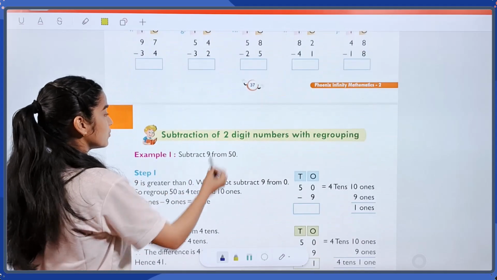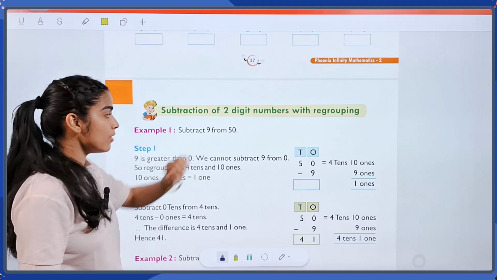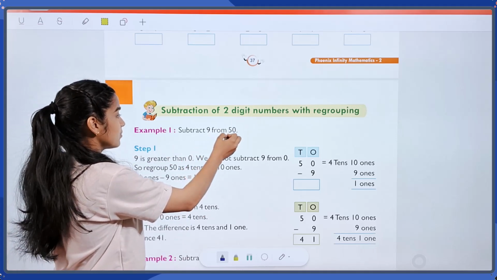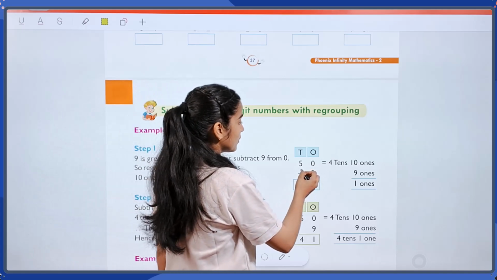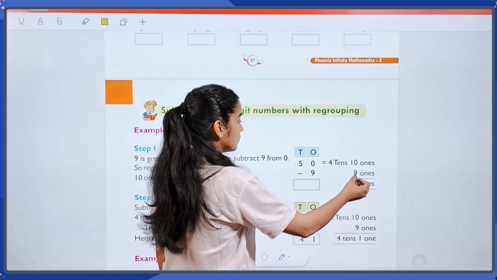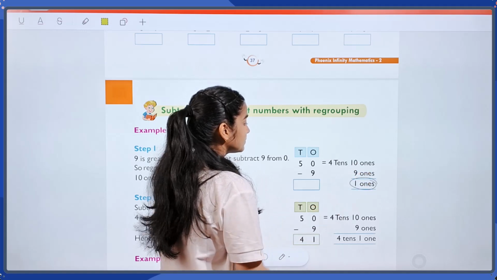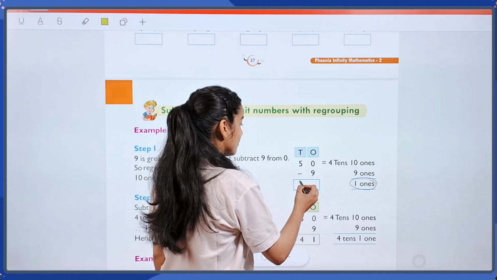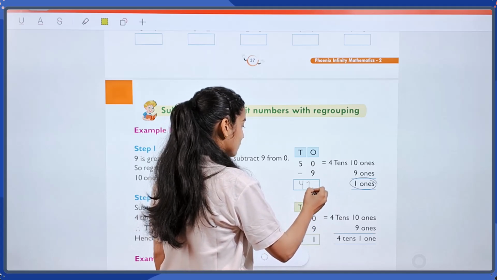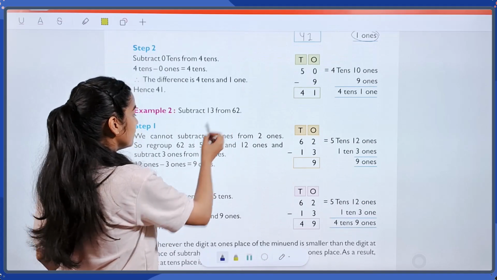Now subtraction of 2-digit numbers with regrouping. So now we have to solve our question with the help of regrouping. Subtract 9 from 50. So first we convert 50 to 4 tens and 10 ones. And now we have to subtract, which means 10 ones minus 9 ones is 1 one, and 4 tens. So it means we have 4 and 1. 41 is our answer.